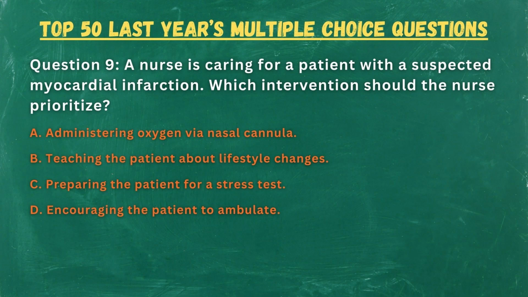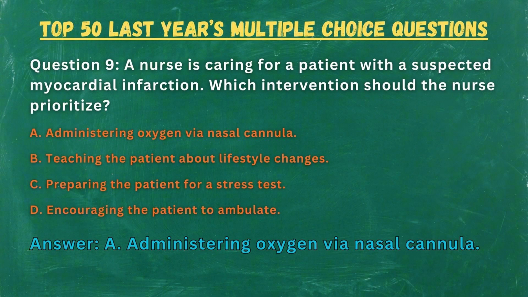Question 9. A nurse is caring for a patient with a suspected myocardial infarction. Which intervention should the nurse prioritize? A. Administering oxygen via nasal cannula. B. Teaching the patient about lifestyle changes. C. Preparing the patient for a stress test. D. Encouraging the patient to ambulate. Answer. A. Administering oxygen via nasal cannula.